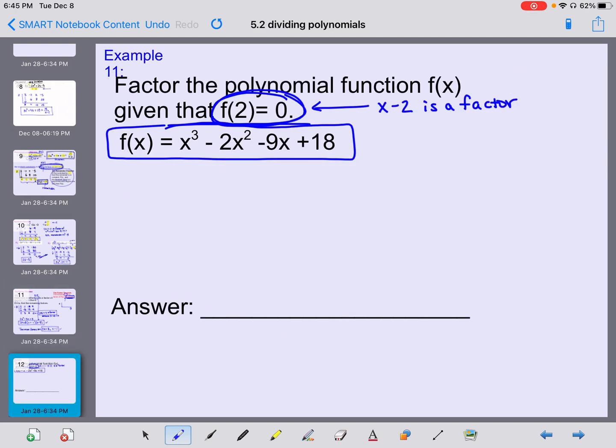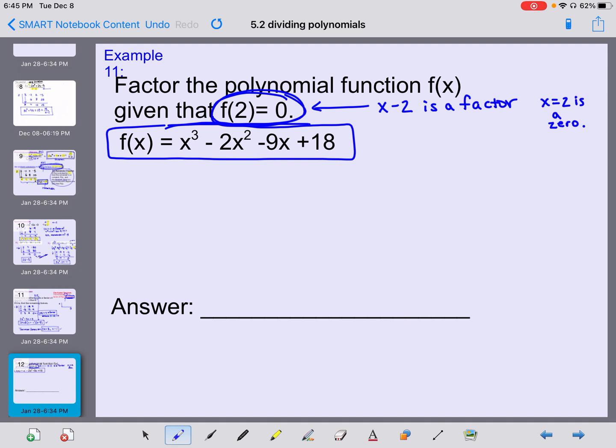So if this is a 0, the x minus 2, the opposite number, is a factor, right? That also tells us another thing. It also means that x equals 2 is a 0. Okay, it's another interesting piece of information, just a side note for another section of the chapter.